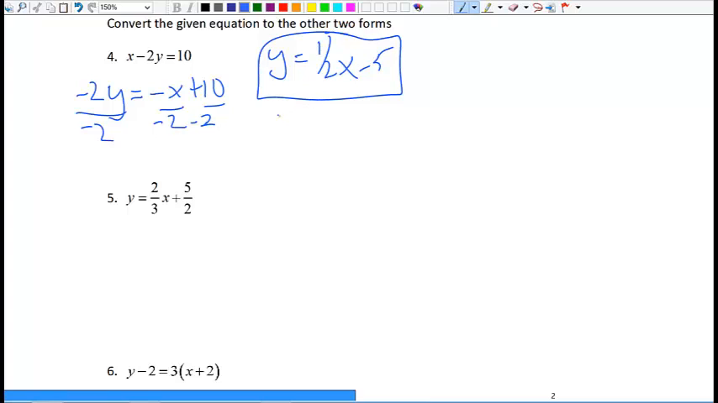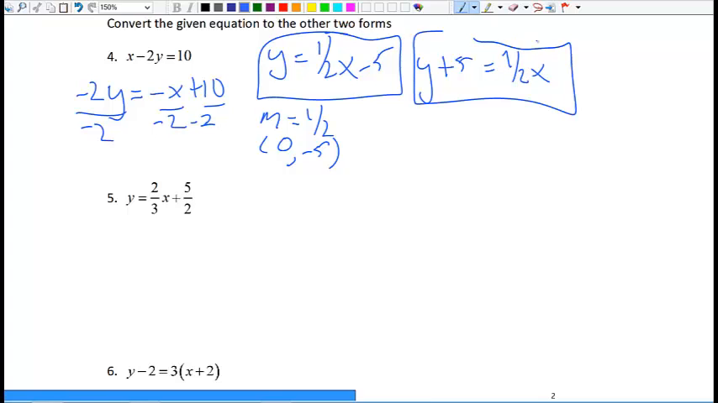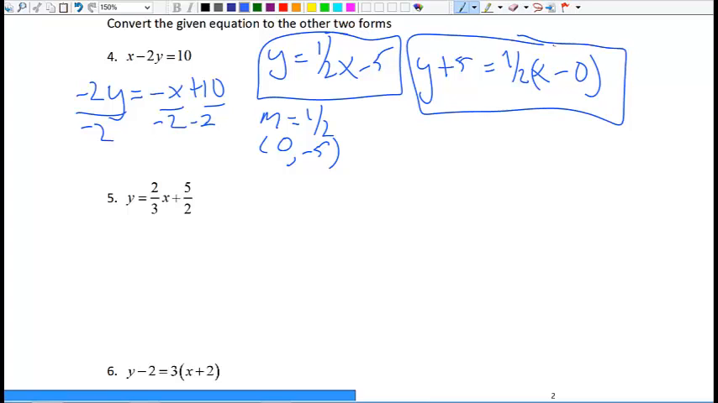And then off of this, I can get that the slope is a half, and it goes through the point (0, negative 5). And so I can automatically jump to point-slope form, which is y minus negative 5, so y plus 5 equals 1 half times (x minus 0), I guess, if we're going to be technical about this. We can simplify this into other forms, but the goal of the exercise was to write it into the two other forms that we have.